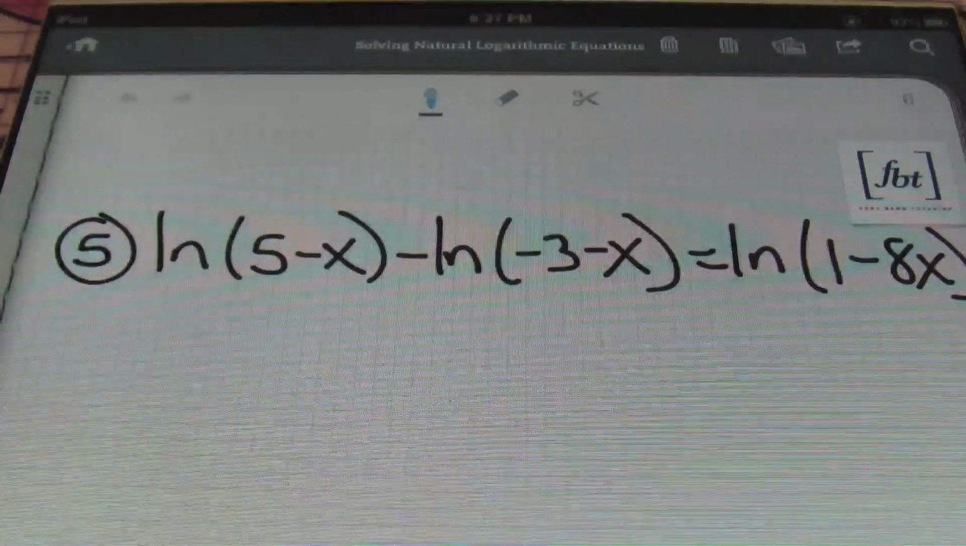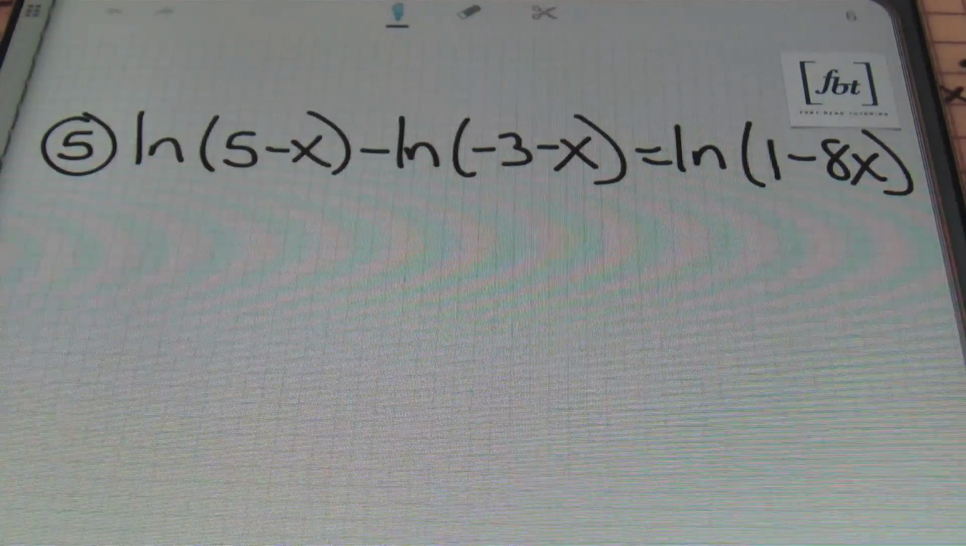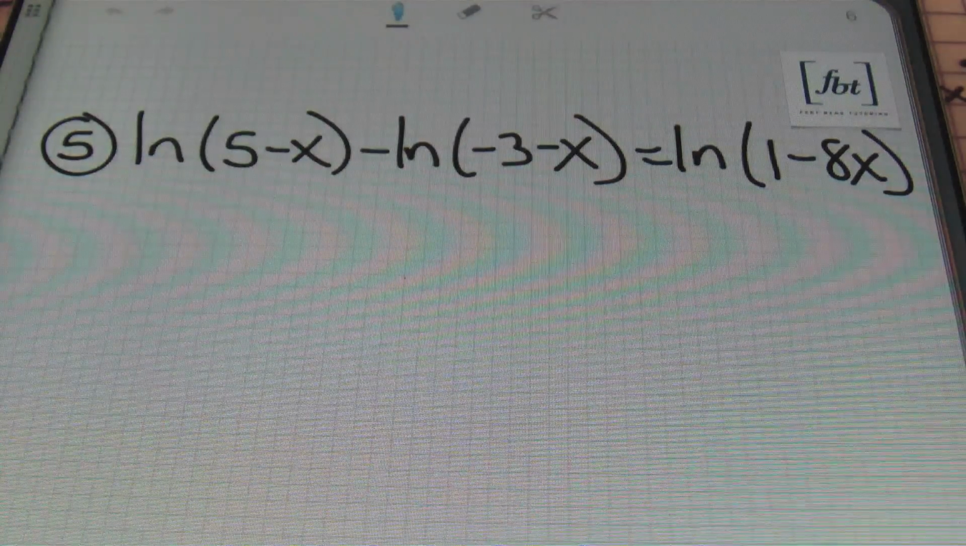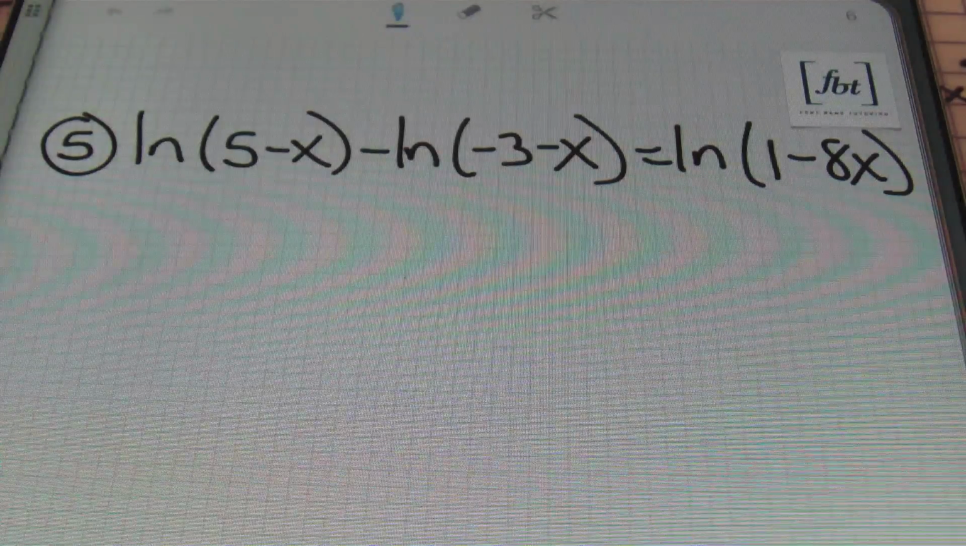Okay, next problem. We have example 5. In example 5, I have the natural log of 5 minus x minus the natural log of negative 3 minus x equals the natural log of 1 minus 8x. Well, a lot of natural logs, right?